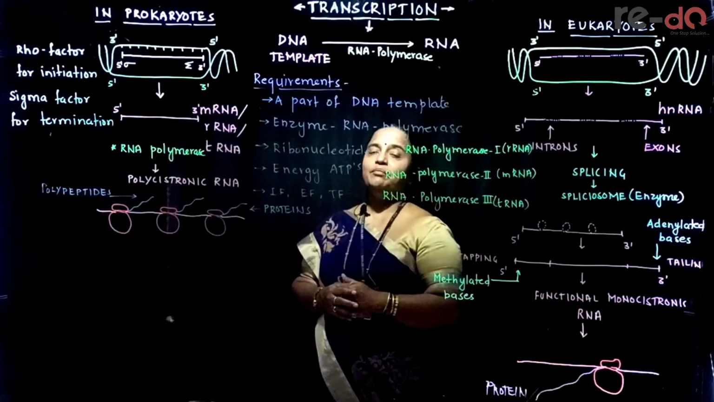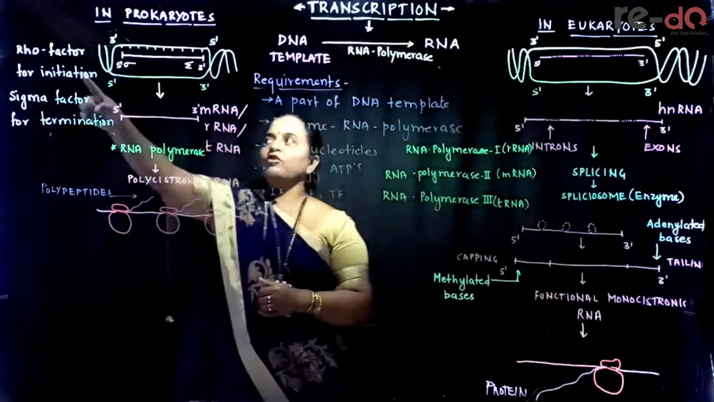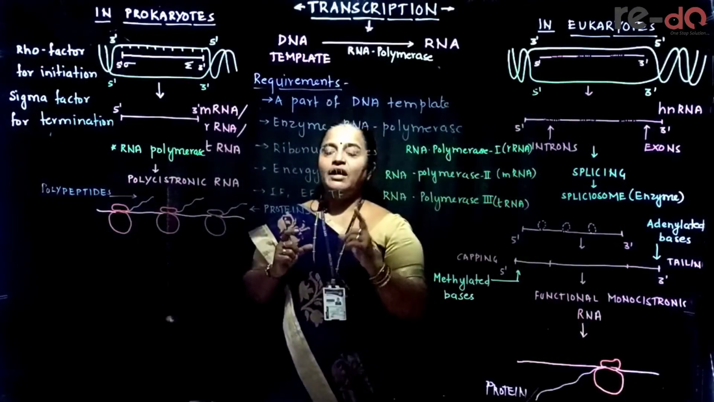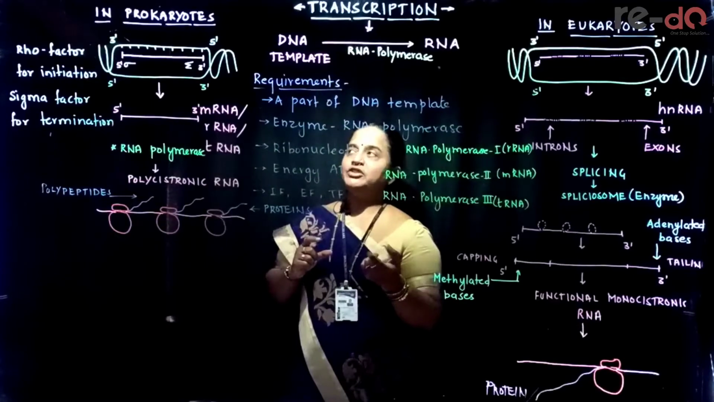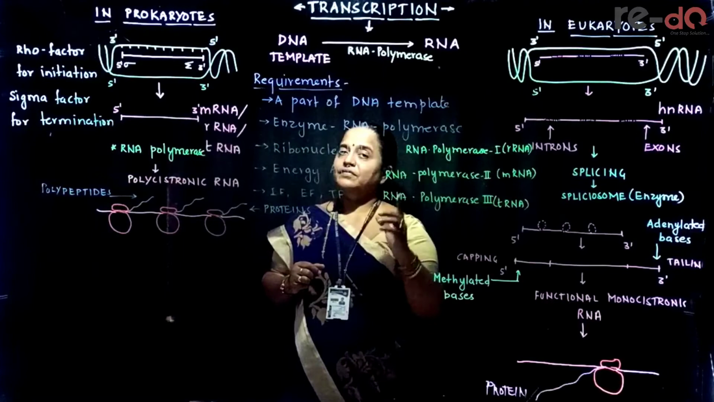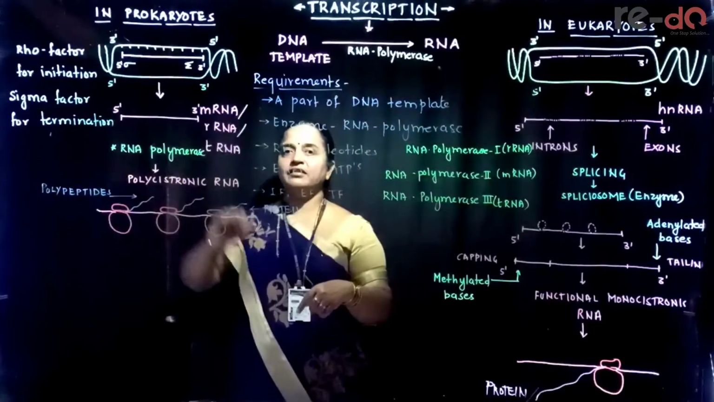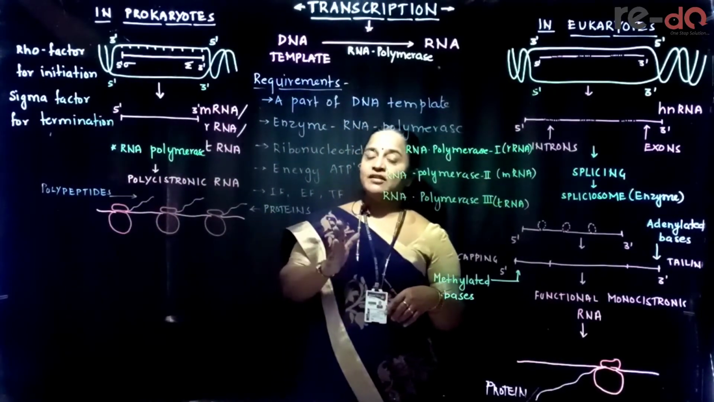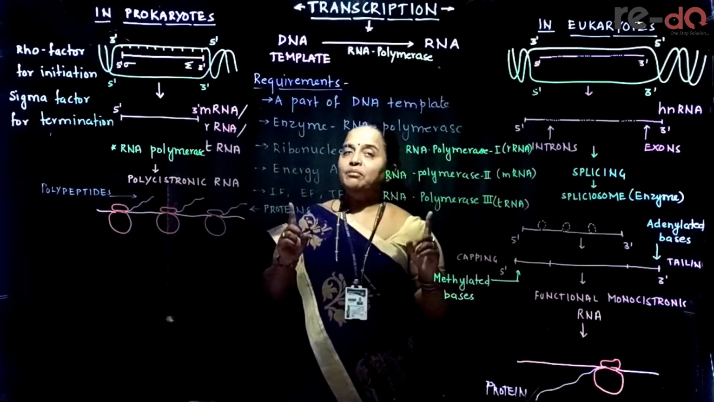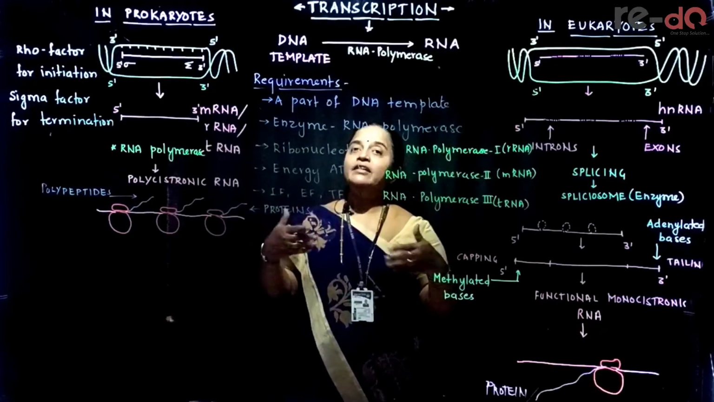Now, if you see, the promoter gene in this is provided with rho factor. This is for initiation of transcription. So, RNA polymerase will bind to promoter gene in presence of rho factor, and when it stops, the termination of RNA polymerase is with the help of sigma factor. So, rho factor to initiate transcription, sigma factor to terminate transcription. So, RNA polymerase, though it is only one, sigma factor and rho factor will guide them.